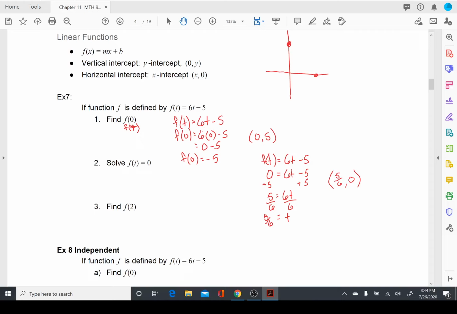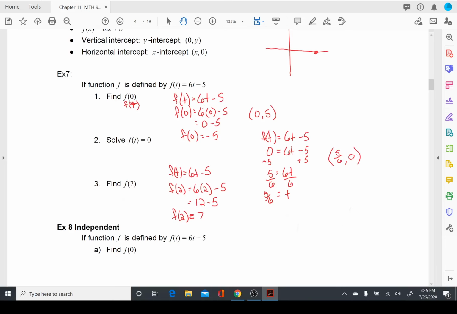And then, just for fun, what about if we had put 2 in instead? Start with the equation, and then we'll put 2 in. And that becomes 6 times 2 minus 5, 12 minus 5, and what's that, 7? F of 2 is 7. Not too bad, I hope.